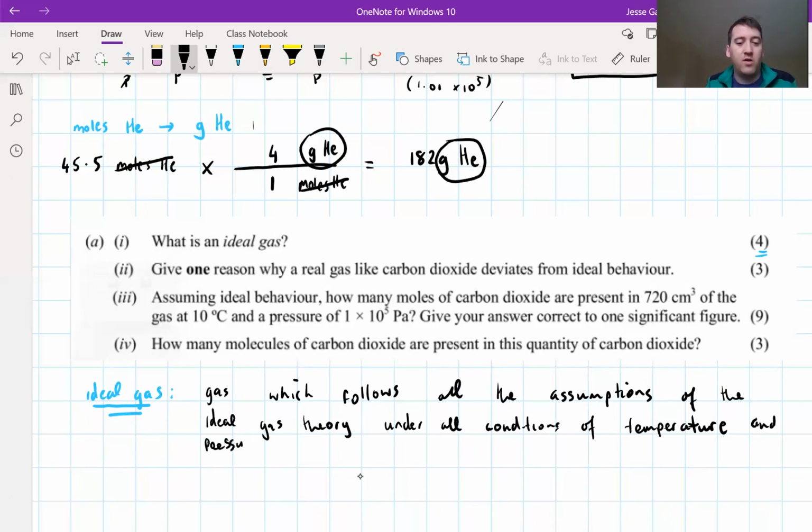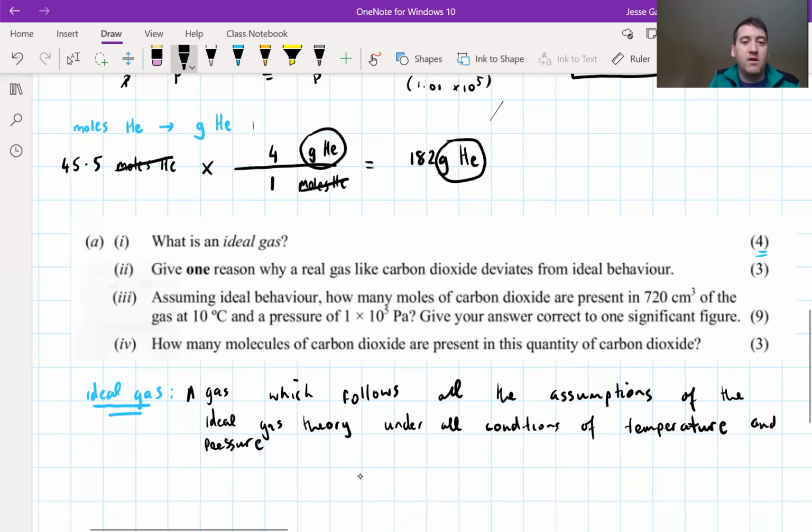It must also follow the gas laws, so Boyle's law, Charles' law, all those laws as well, which sometimes you'll see as part of this definition, but I think that this here is fine. It's a gas which follows all the assumptions of the ideal gas theory under all conditions of temperature and pressure. All right, on to the next question.